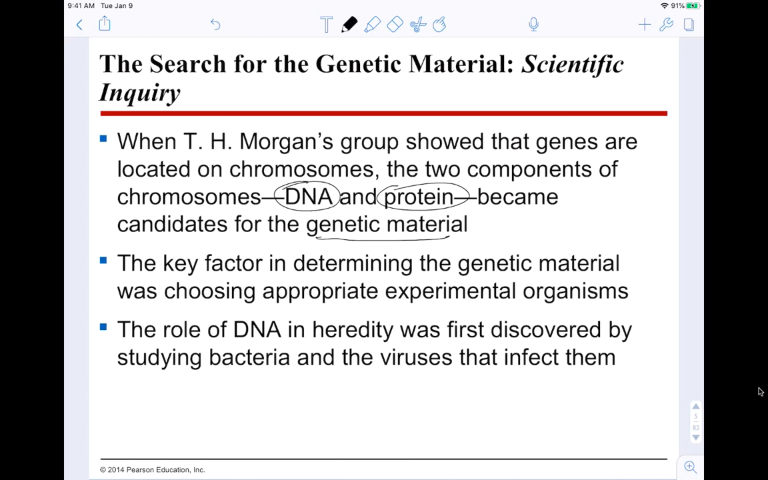The role of DNA in heredity was first discovered by studying bacteria, like I said, and the viruses that infect them. A virus that infects a bacterium is called a bacteriophage, or just phage for short. A bacteriophage is a virus that can only attack bacterial cells. They cannot attack eukaryotic cells. They're actually a hot topic in cancer research at the moment because they can be engineered to attack certain types of cells, maybe cancer. That'd be really cool someday. But bacteriophages are viruses that specifically infect bacteria.